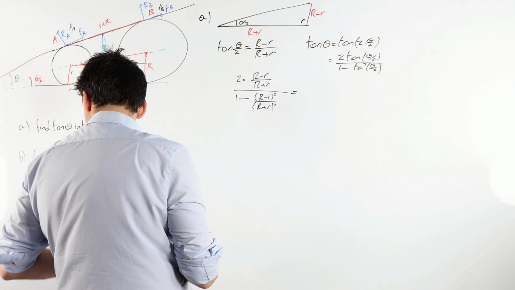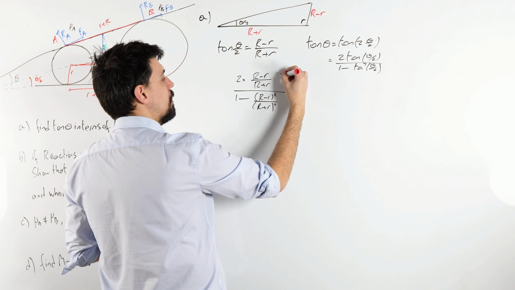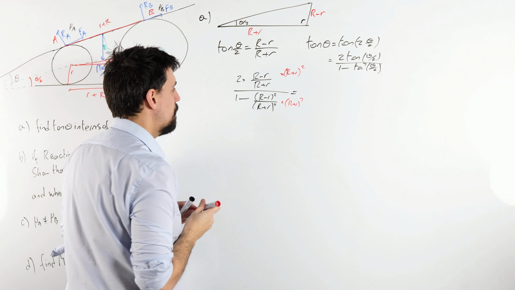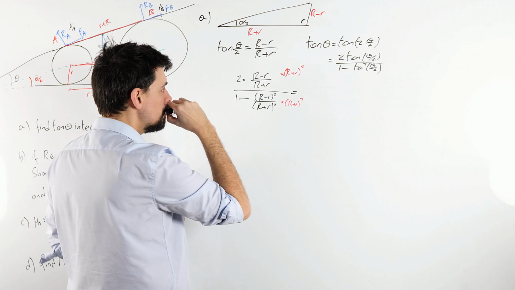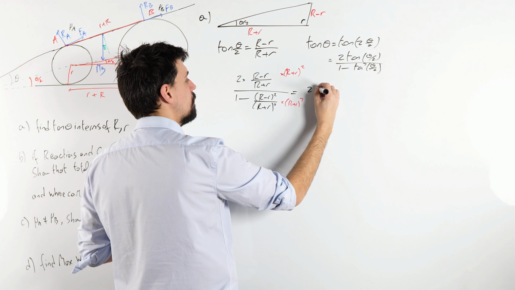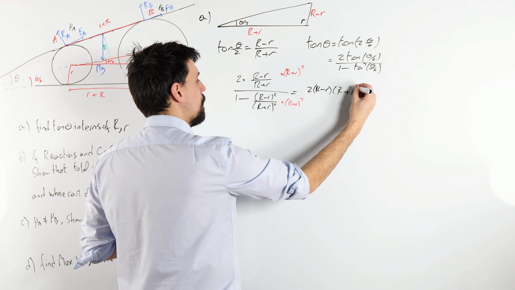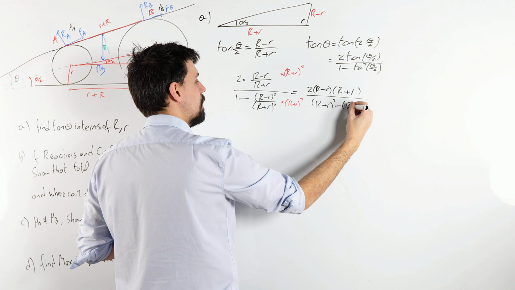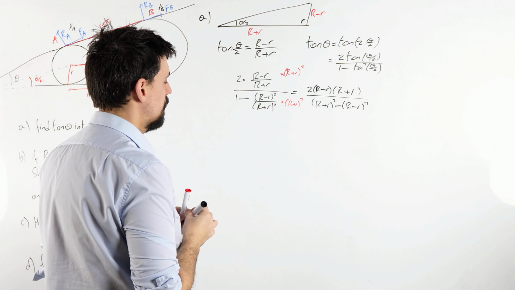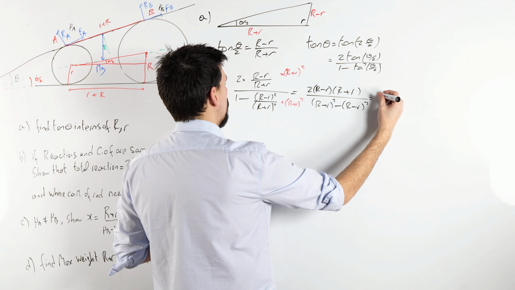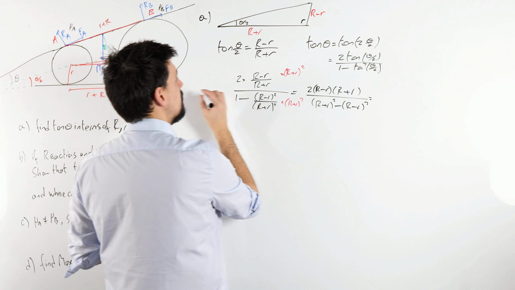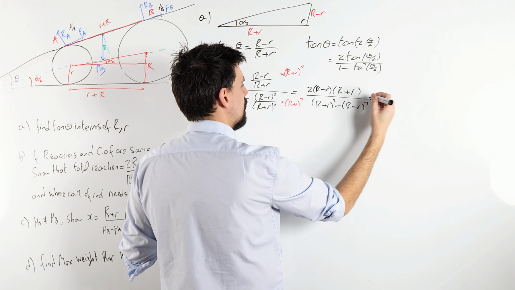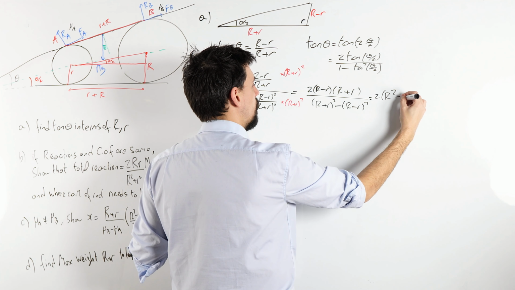Now I'm going to multiply, you can think of this in a myriad of ways, but I'm going to multiply the numerator by (R plus r) squared, and I'm going to multiply the denominator by (R plus r) squared, which gives me 2 times (R minus r)(R plus r) over (R plus r) squared minus (R minus r) squared. Very little bit of jiggery pokery. So this is tan theta, remember. That will give me 2 lots of R squared minus r squared.